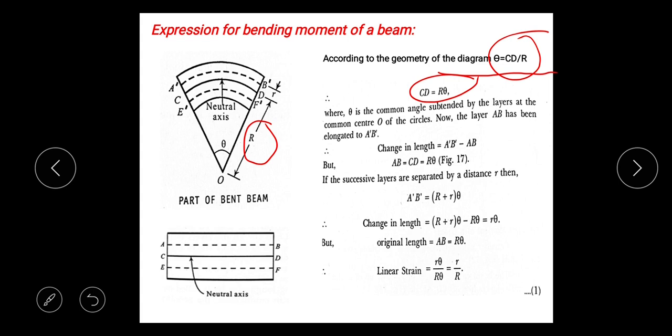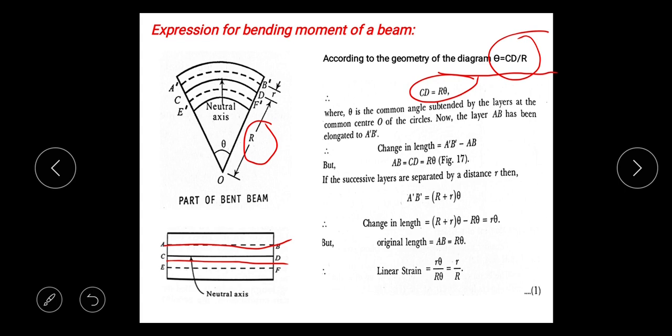Next, change in length. Increase in length is A'B' and original length is AB. So, increase in length minus original length is the change in length. So, we can write AB is equal to CD, because the length of AB is equal to the length of CD, that is equal to R theta. Because CD already we got as R theta. So, AB is also R theta.